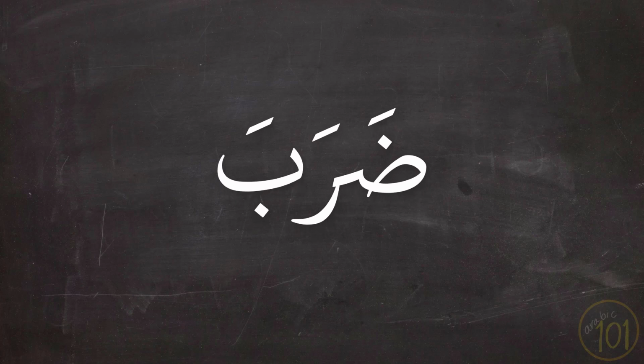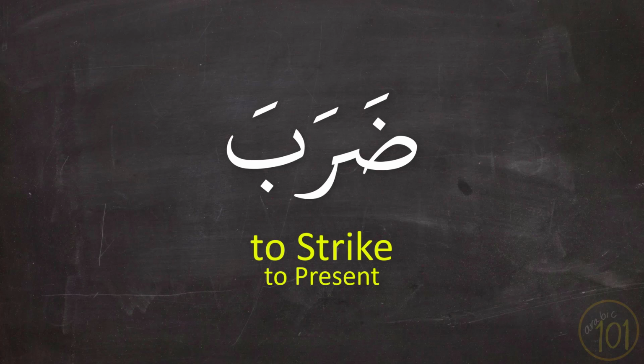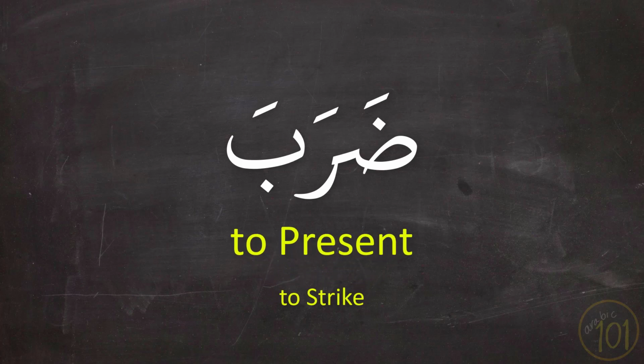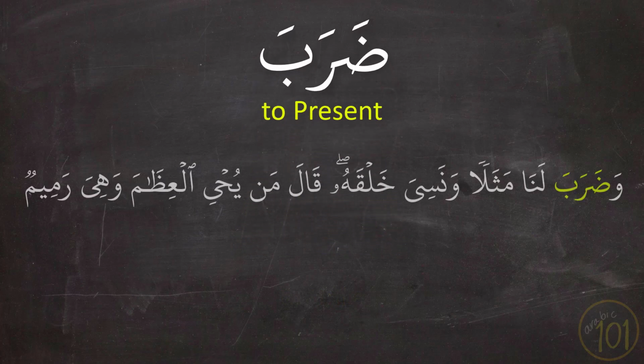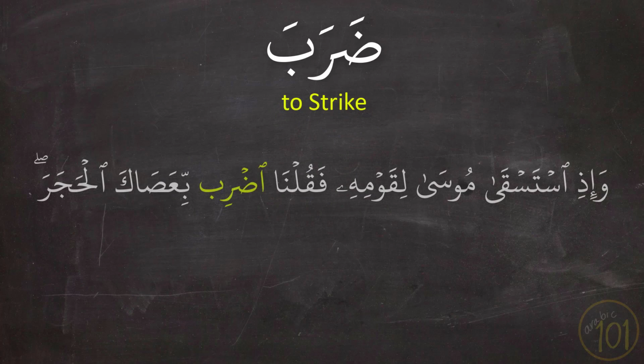The first verb is ضرب, and mainly the meaning of ضرب is to strike or to present, while strike being the more dominant meaning for this verb. However, in the Quran, it is used with the meaning of to present more than its original meaning, to strike. And we see it used with this meaning in this example. وَضَرَبَ لَنَا مَثَلًا وَنَسِيَ خَلْقَهُ قَالَ مَنْ يُحْيِي الْعِظَامَ وَهِيَ رَمِيمٌ.